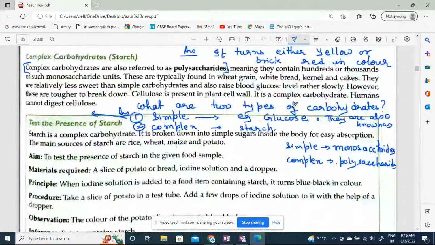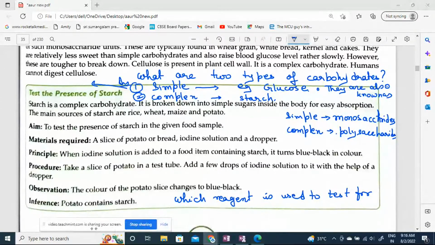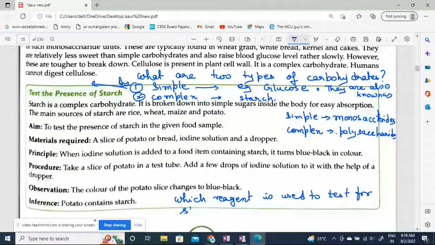Is the test for starch and glucose the same? No. Starch is tested with the help of iodine solution. Okay. So which reagent is used to test for starch in food? Answer is iodine solution.